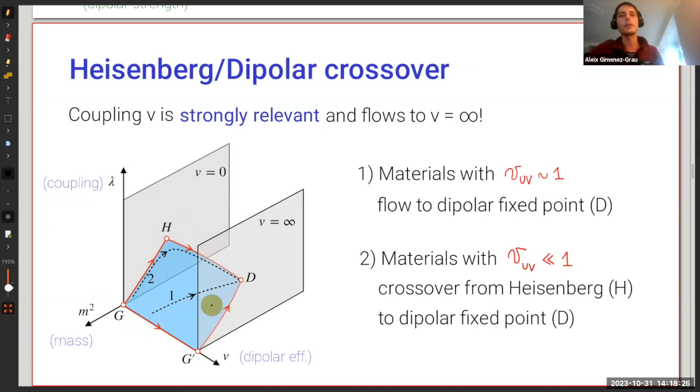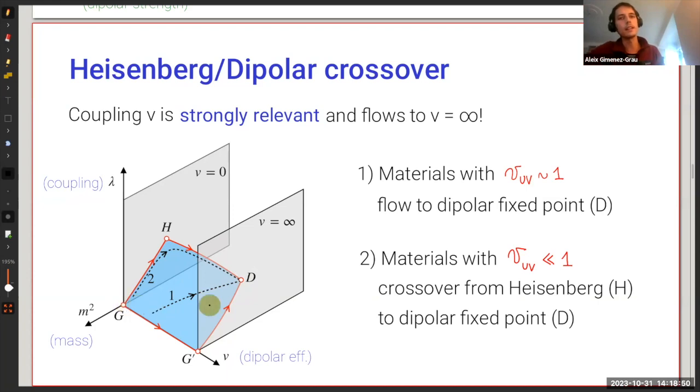And then depending on the material, the initial point of your RG flow is going to be different. For some materials, like this trajectory number 1, the V you start with is already kind of large, and then you flow directly to some dipolar fixed point. What this means is that when you do an experiment, you are going to see dipolar effects right away.